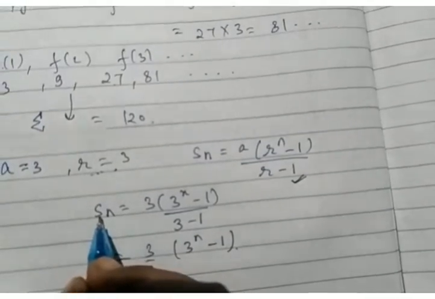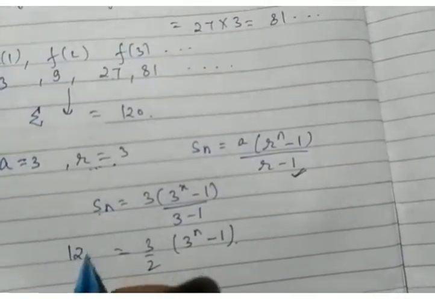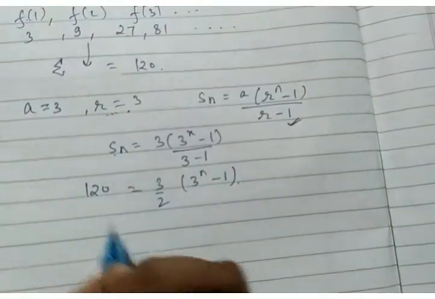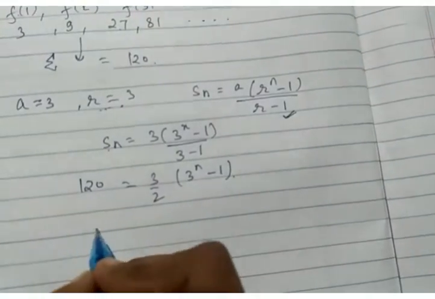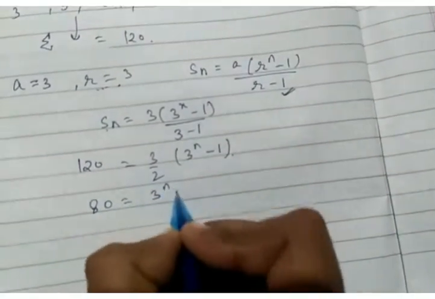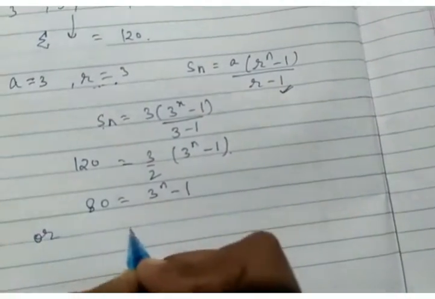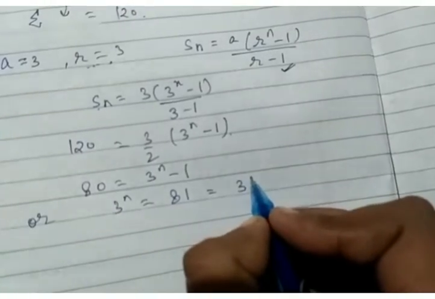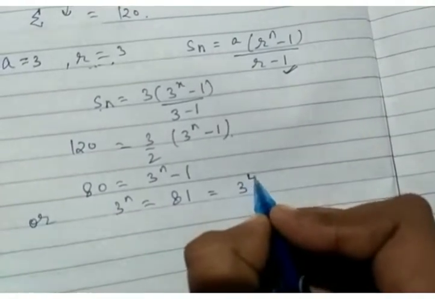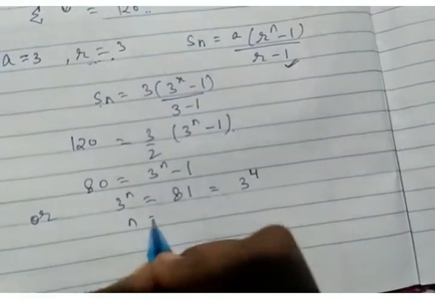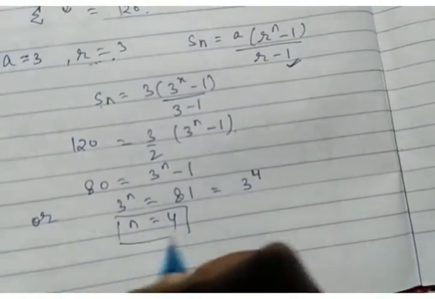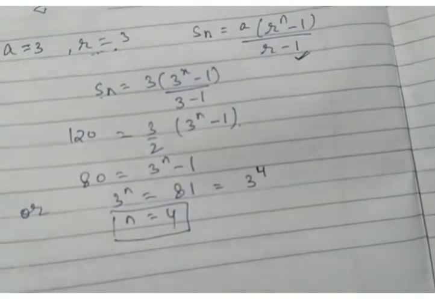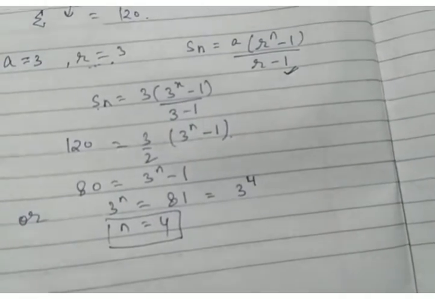Now the value of Sn in the question is given as 120. So we will simplify this. 120 into 2 is 240, upon 3, that is 80, equals 3 to the power n minus 1, or 3 to the power n equals 81, and 81 can be written as 3 raised to the power 4. So the value of n is equal to 4. Now in this question you had to find the value of n from the given data. So like this we are going to solve this question.